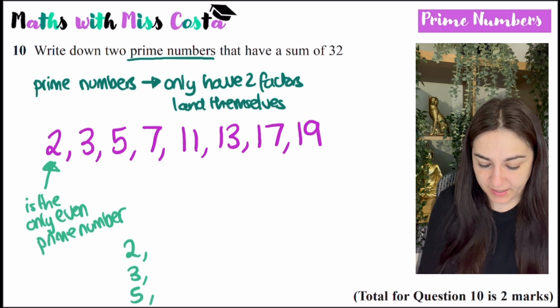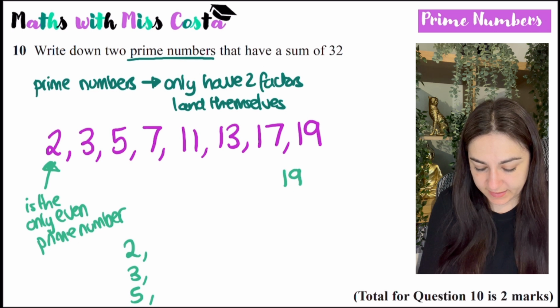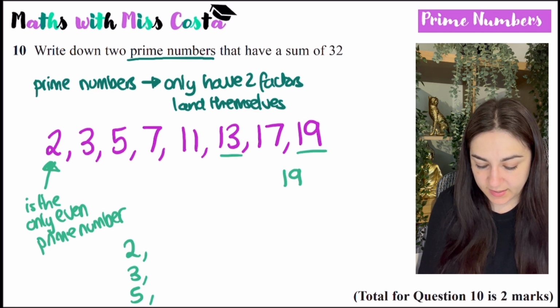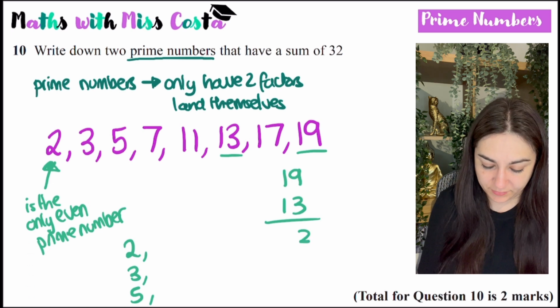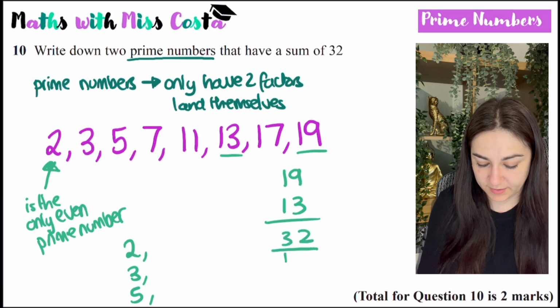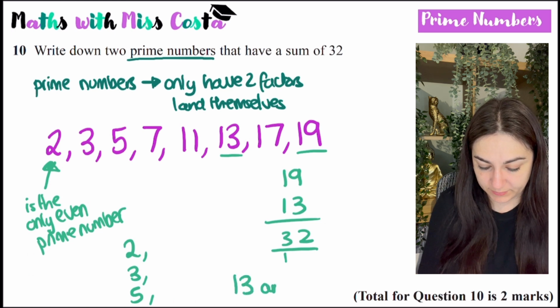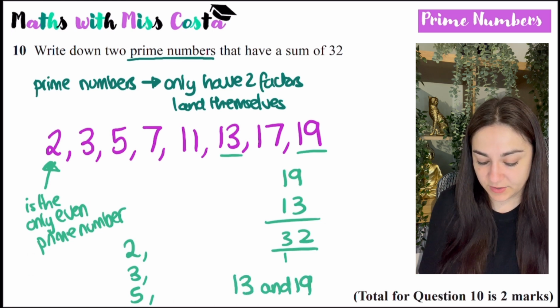Well, let's just try by adding some. So I've got 19 here, which is quite a large one, and 13. Let's see what they come up to. 9 plus 3 is 12, 1 plus 1 plus 1 is 3. So the 2 prime numbers would be 13 and 19.